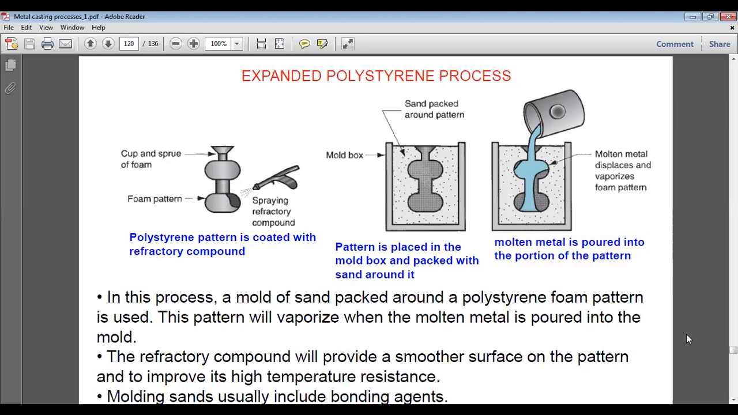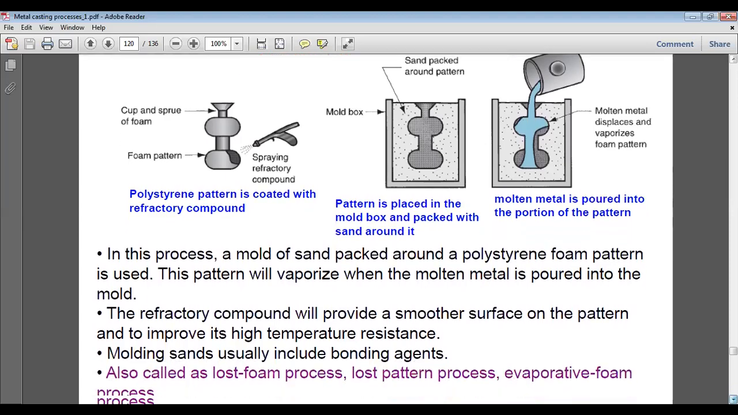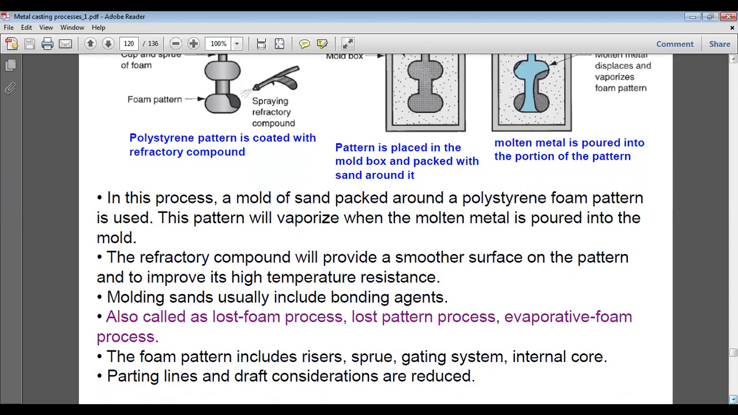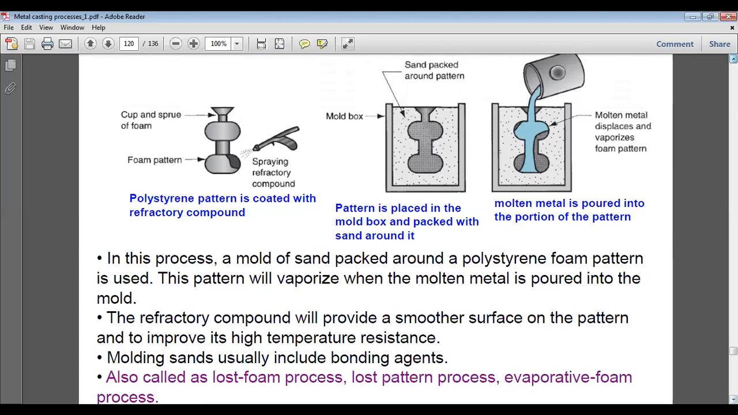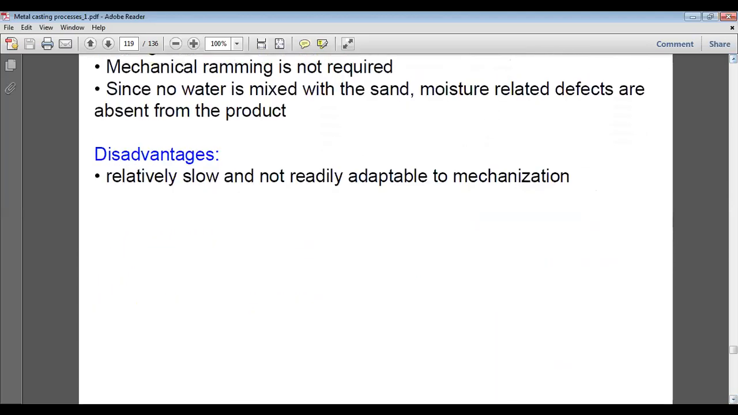So this way, rather than removing the pattern, it is converted into fumes or vapors, and the vapors are ejected from the pattern, from the mold, and so there is no need of removing the pattern. It is also called lost foam process, lost pattern process, evaporative foam process, and basically it is known as expanded polystyrene process.